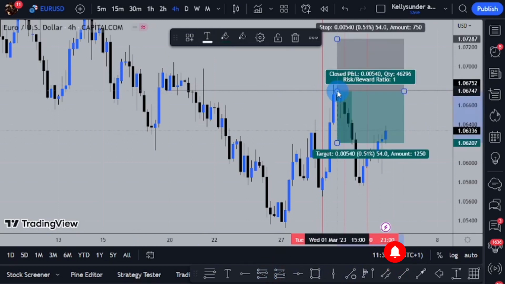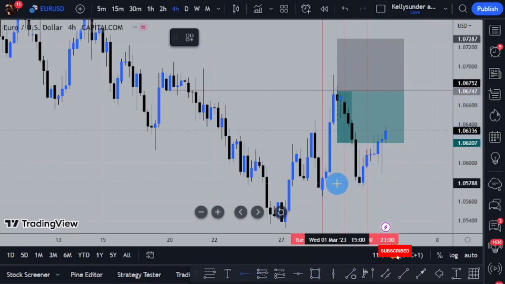And where was my target? Although I was targeting these lows initially, I ended up putting it on 800 or so. So that was here.